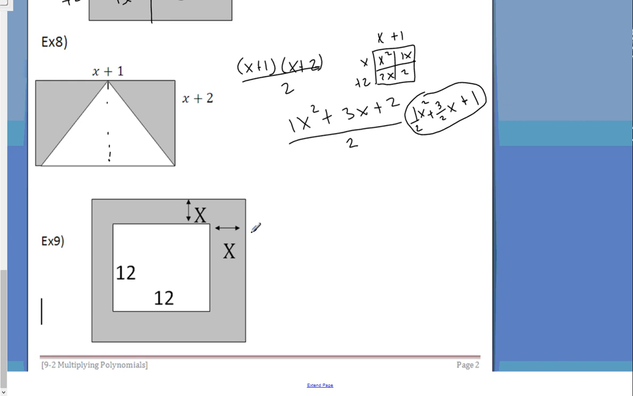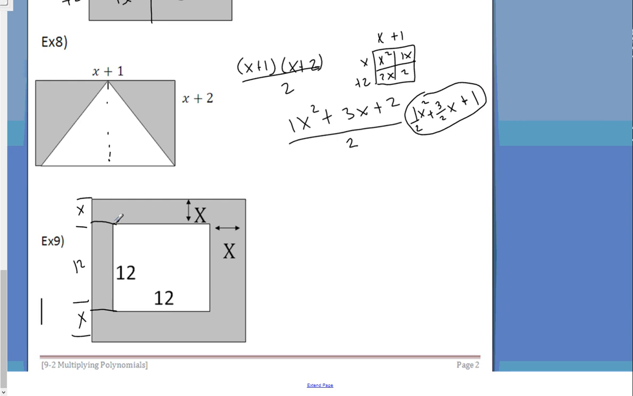Okay? Well, let's figure out how long this side is. The best way to figure that out is to break it up like that. How long from there to there? From there to there is 12. How long from there to there? Well, from there to there is x, and from there to there is x.